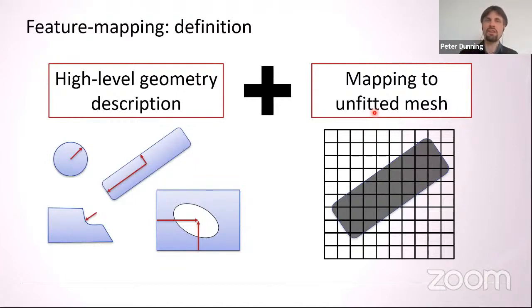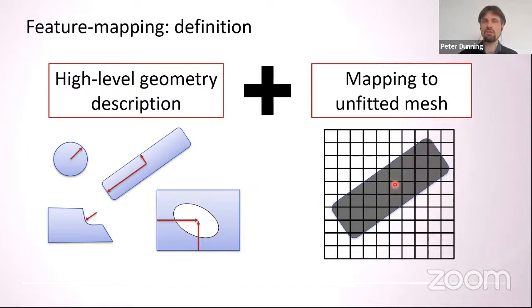We define feature mapping as having these two essential ingredients. You have a high-level geometry description, which is then mapped onto an unfitted mesh. Now, this unfitted mesh is usually a fixed mesh, so sometimes I use the term fixed mesh, but it means the same thing. Now I'm going to look at some of the numerical challenges involved with doing this.